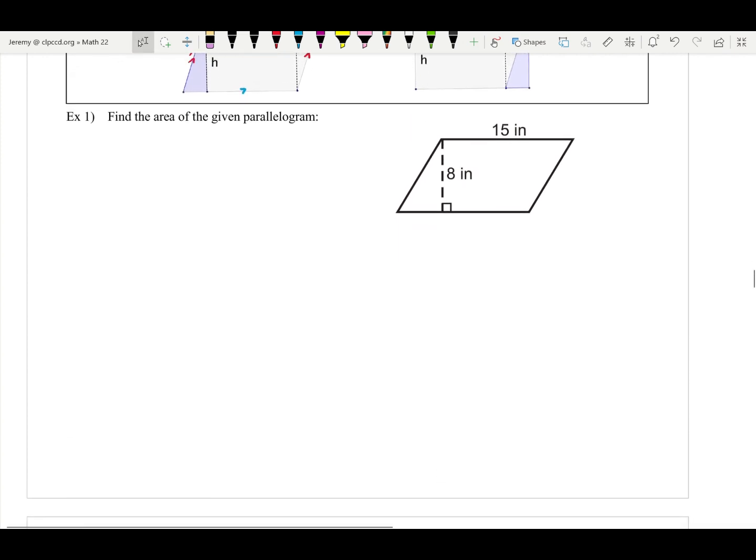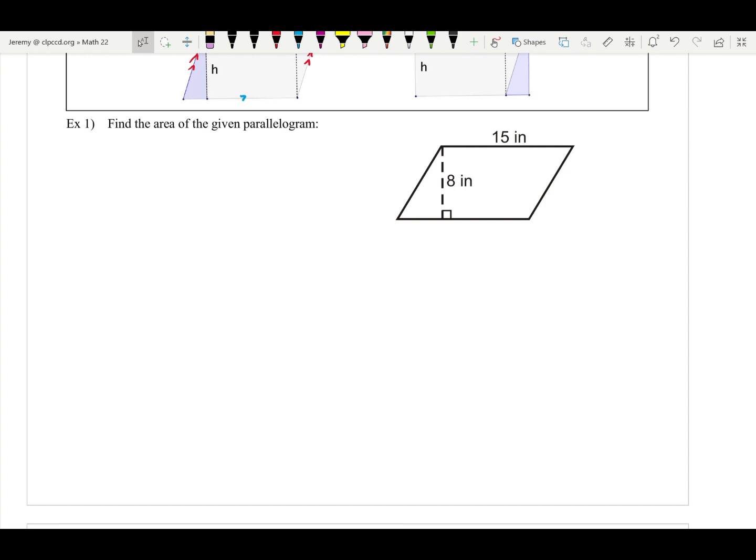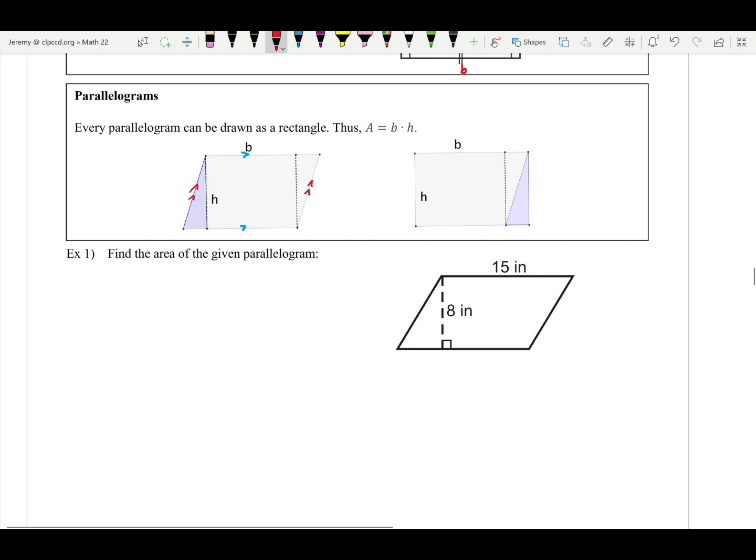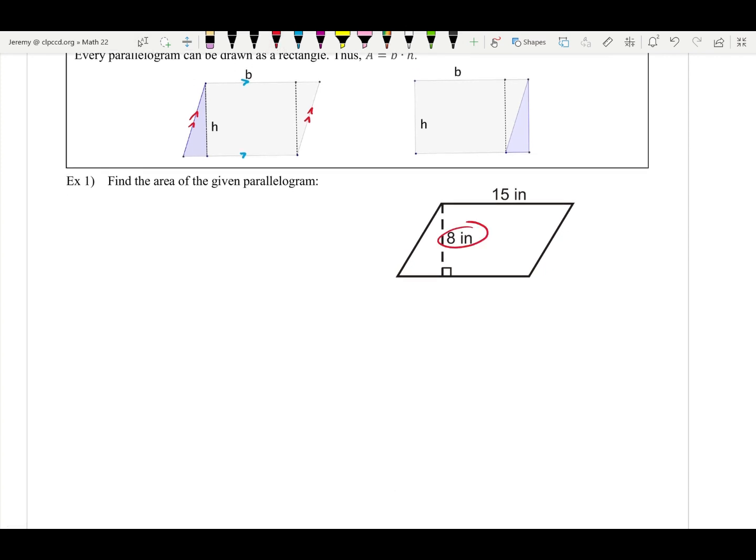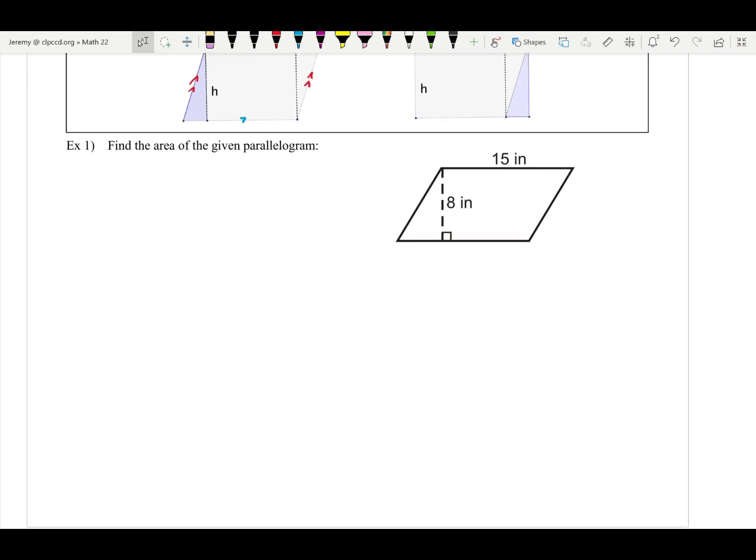Very simple example to get us started out. We want to find the area of this parallelogram right here. And we have that the base is 15 inches. Inches are the units we're working in here. And conveniently, we're given the length of this perpendicular right here. So the height is given at 8 inches. We won't always be given this length. Sometimes we'll be given this length, and we might have to use some facts about right triangles to find the actual height of the parallelogram, but this one's straightforward.